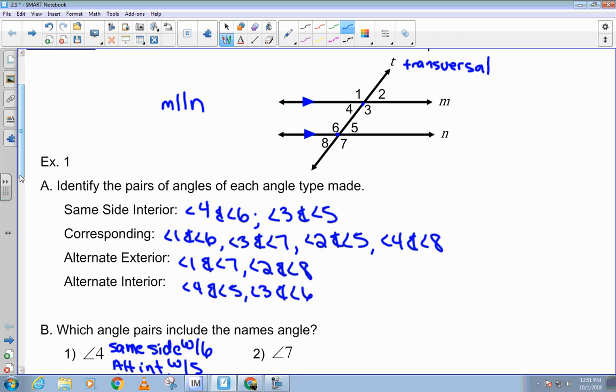It's alternate exterior with 1. So alternate exterior with 1. Corresponding with 3. Okay, and it's corresponding with 3. Good. All right.